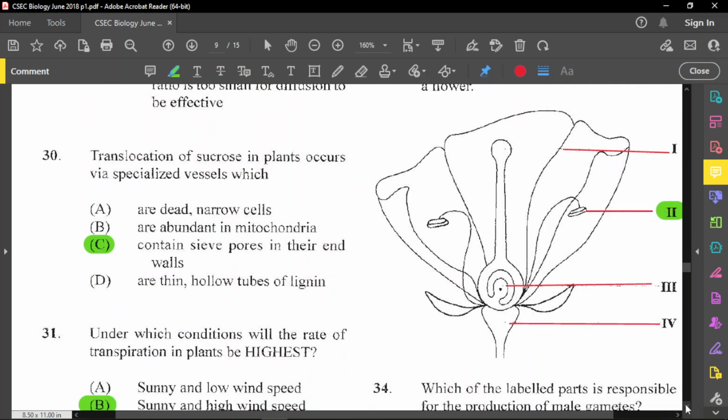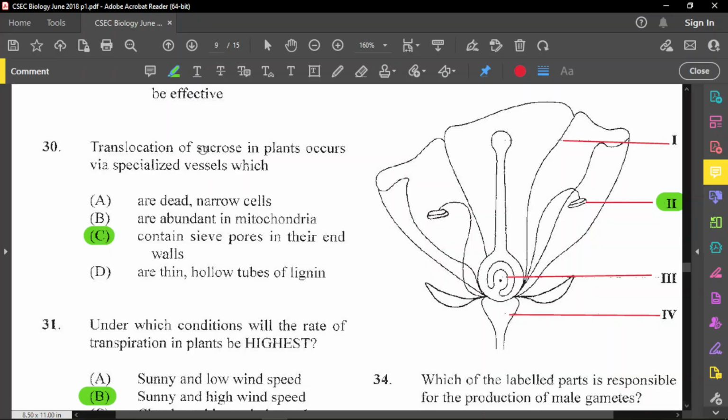Now 30, it said translocation, and notice, this is sweet. It's a translocation of sucrose in plants that occurs via specialized vessels. And before I go to the answer, notice I said the translocation, transport of sucrose. Sucrose is being transported in plants, all right? So that's something to look out for. So the answer here is C.